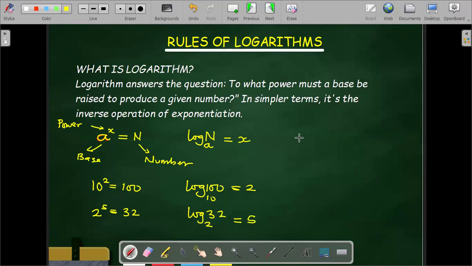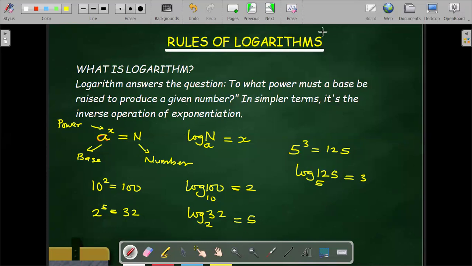You can try this. Let's say we have 5 to the power of 3 is 125. Now try to transform this into the logarithmic form yourself. And this is what you are going to get: the logarithm of 125 to the base of 5 is going to be 3. This is the basic idea of logarithm. So in simple terms, logarithm is the inverse operation of exponentiation.